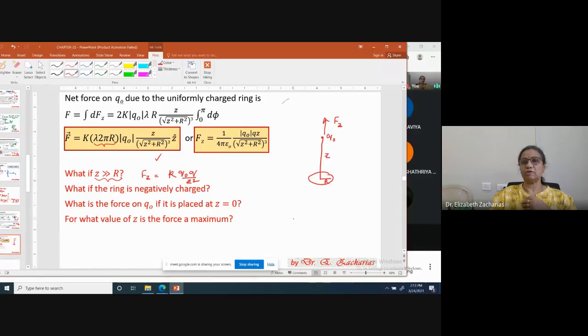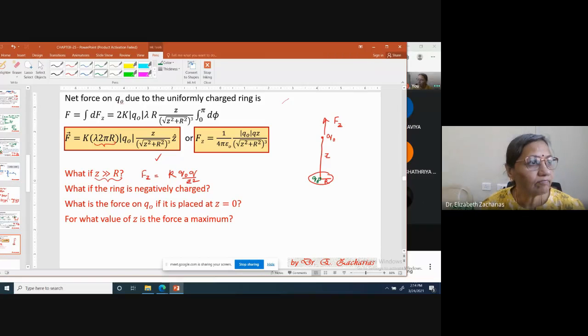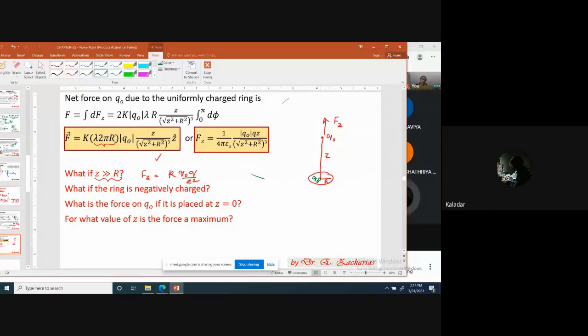Okay, there is a third question. What if my Z becomes 0? What is the meaning of saying Z becoming 0? It means I'm going to put my Q naught here at the center. Then what will be the force? If I put my Q naught bang at the center of the circle and make my Z 0, all the forces would cancel each other.